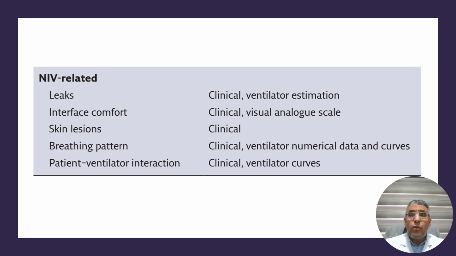Also, patient-ventilator interaction is assessed in two ways clinically: by comparing the respiratory rate of the patient and the respiratory rate of the ventilator, and by assessing the ventilator graphic scalars, which are pressure-time, flow-time, and volume-time. This graphical display will give an idea about whether there is auto-triggering or patient-ventilator asynchrony or not.